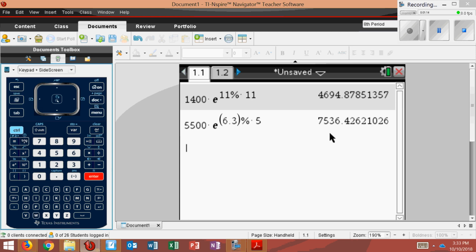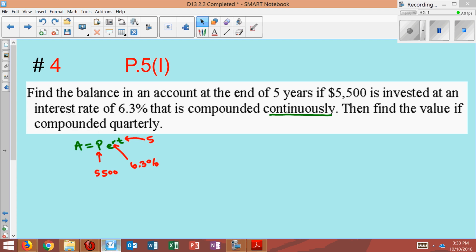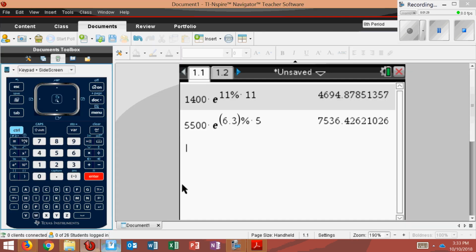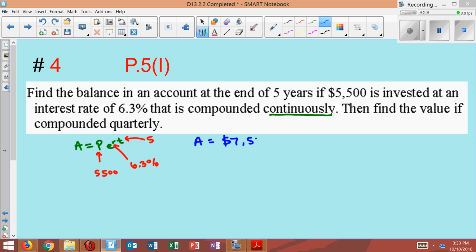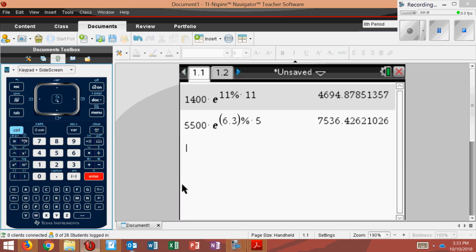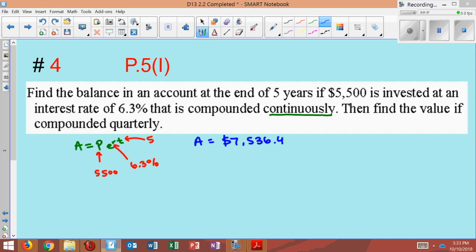And I get $7,536.43 when we round this. So we'd have $7,536. And was it 43 cents? Yeah, 43 cents. This would be our amount after 5 years here.